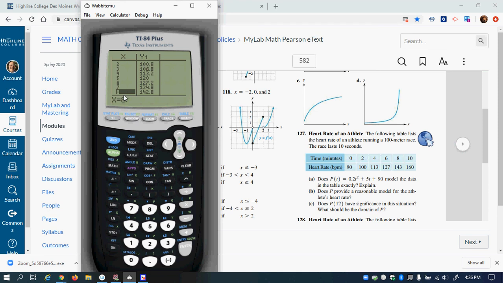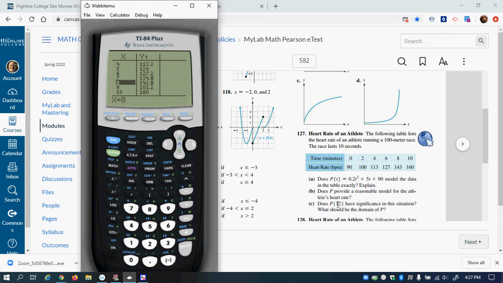Even though at 8 minutes, it's 142.8 is what we're looking at. So the only ones that were right were the first and the last one, I think. Yeah, 160. So does it model exactly? No, it does not. Does P provide a reasonable model for the athlete's rate? Yeah, it does reasonably. It's close enough, I guess. They're just dropping all the decimals, I guess.